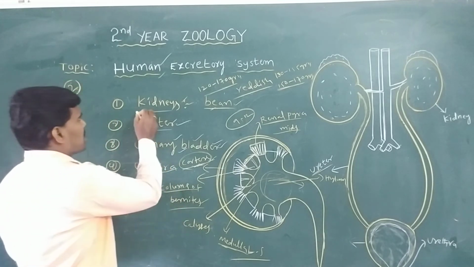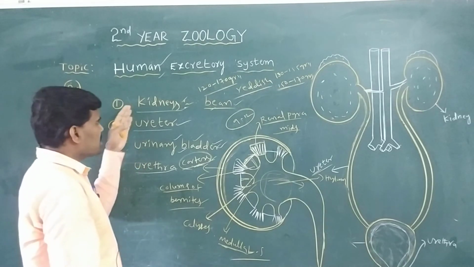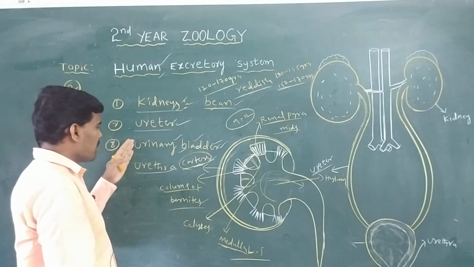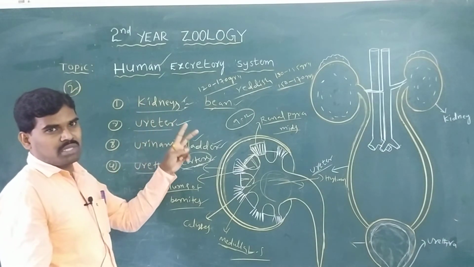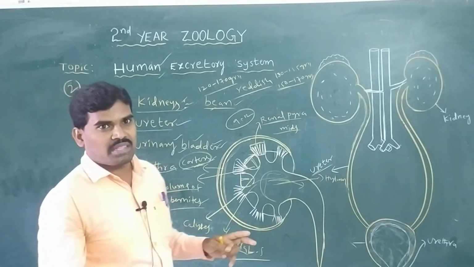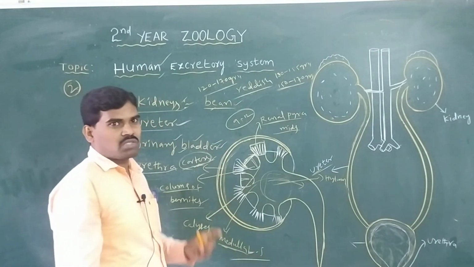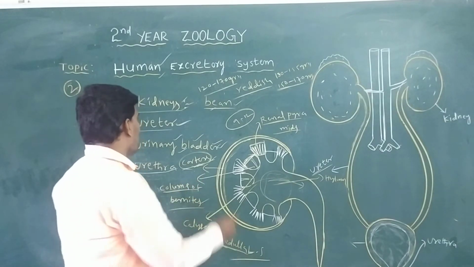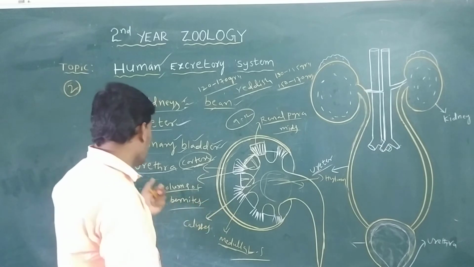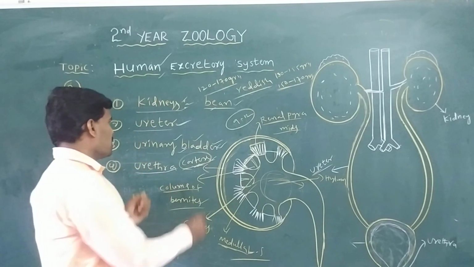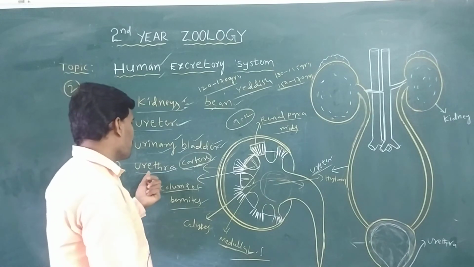The human excretory system: first, kidneys. Once again I repeat: kidneys, ureters, urinary bladder, urethra. How many pairs of kidneys? Only one pair of kidneys, one on either side of the vertebral column. Next, ureters: how many pairs? Only one pair of ureters. Next, urinary bladder: only a single urinary bladder is present. Next, the urethra, which is at the posterior part of the urinary bladder, with an opening that closes and opens.